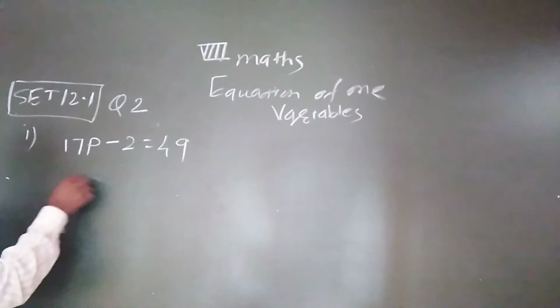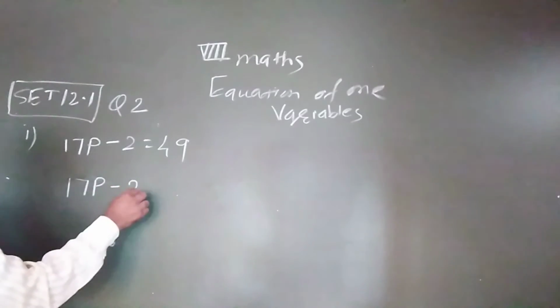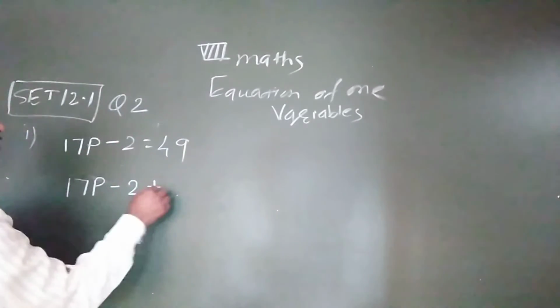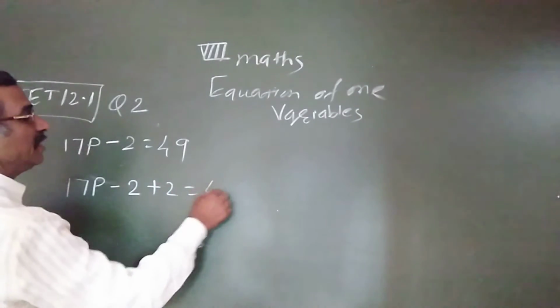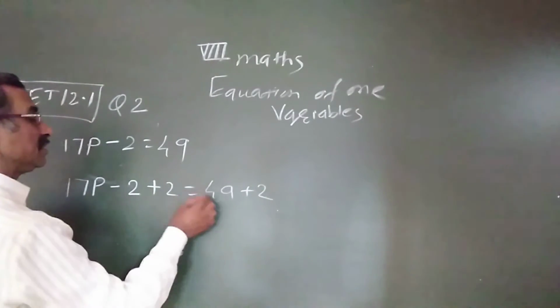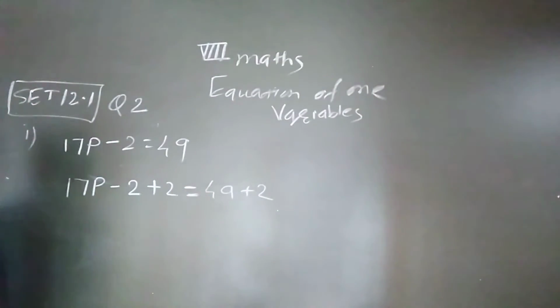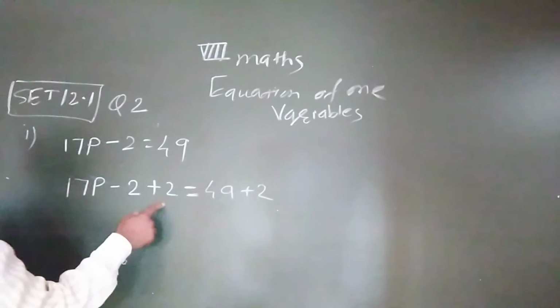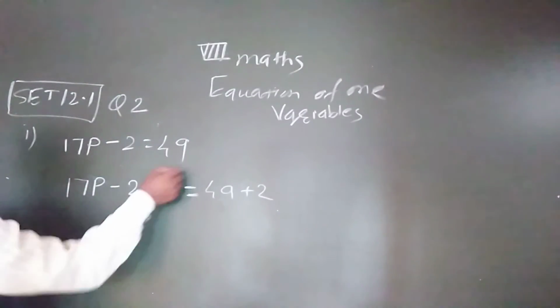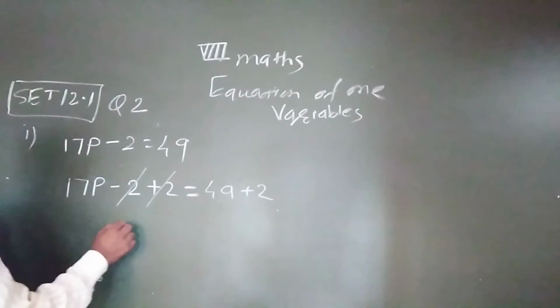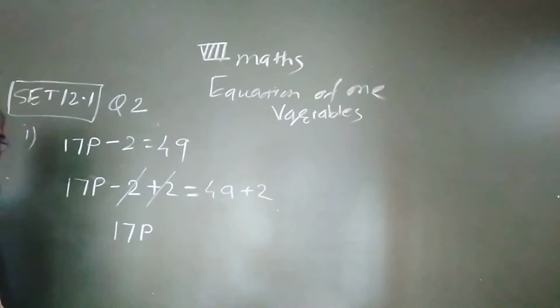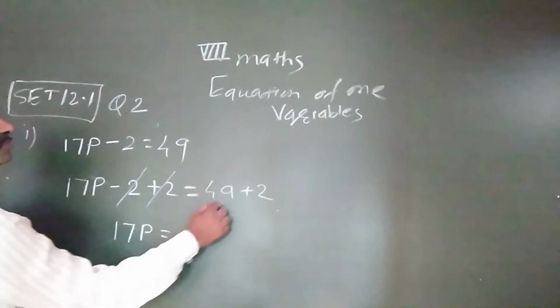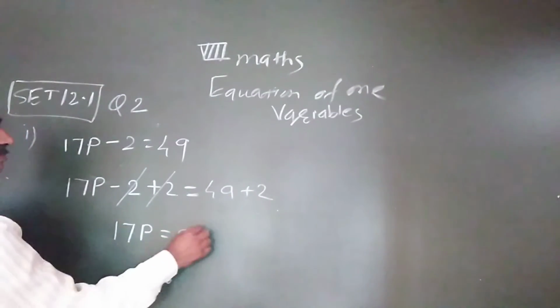For that, we take the minus 2, its opposite number is plus 2, and add it on both sides because the equation gets balanced. To eliminate this minus 2, we add plus 2 on both sides. Therefore minus 2 plus 2 get cancelled. We will get 17p remaining here, and here is 49 plus 2, that is 51.